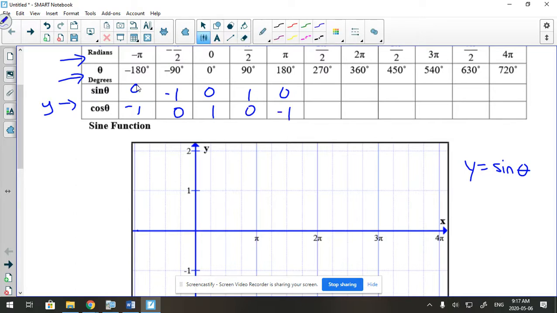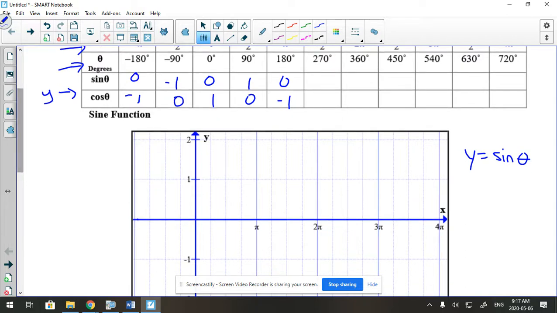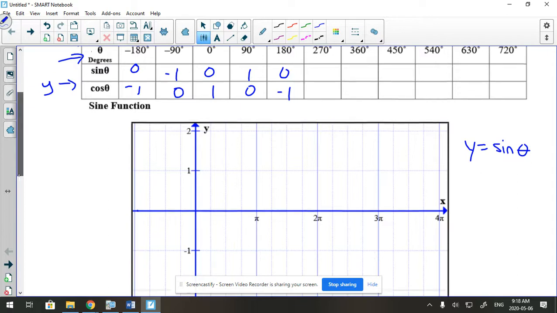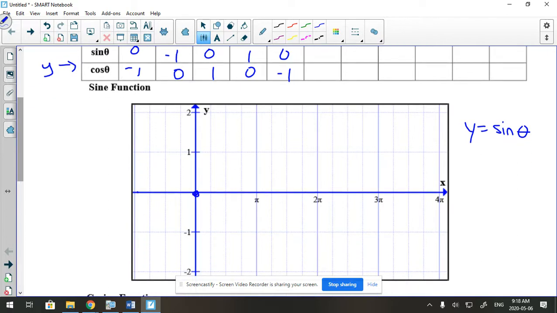Okay, for sine theta, when my theta is 0, my sine value is 0. So that's a point plotted on the graph here. When my theta is pi over 2, my sine is equal to 1. When my theta is pi, my sine value equals 0. And when it's 3 pi over 2, my value will be negative 1. And then at 2 pi, it comes back to 0.